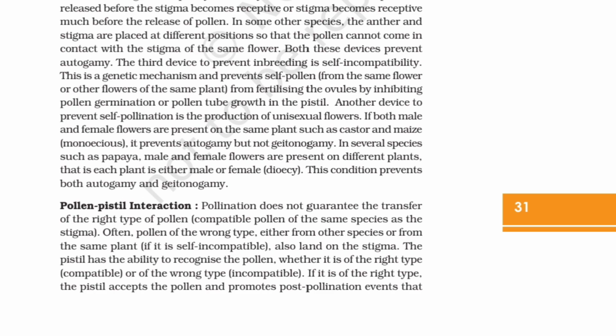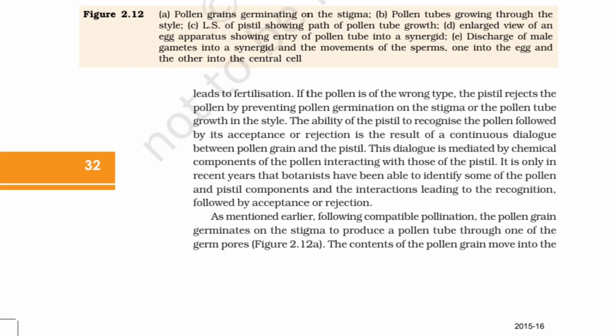If it is of the right type, the pistil accepts the pollen and promotes post-pollination events that lead to fertilization. If the pollen is of the wrong type, the pistil rejects the pollen by preventing pollen germination on the stigma or the pollen tube growth in the style.